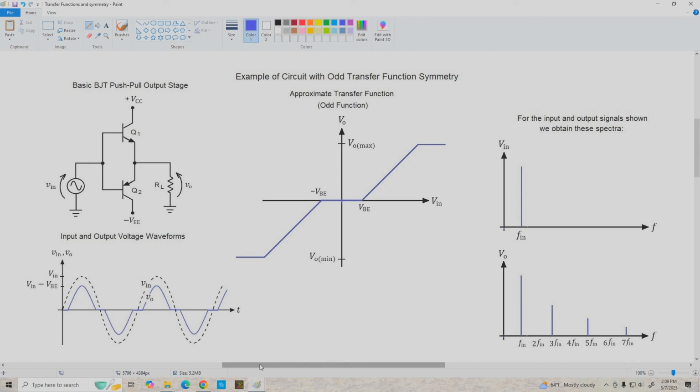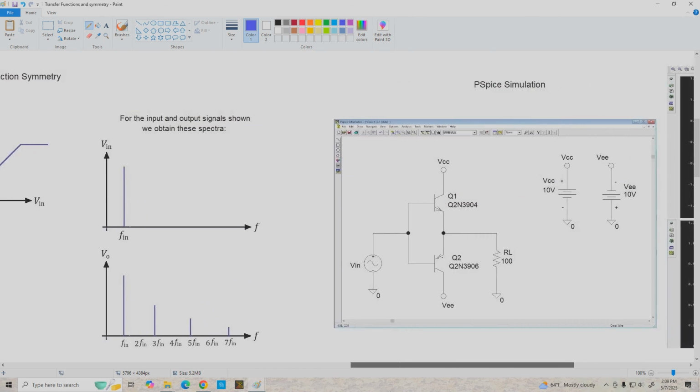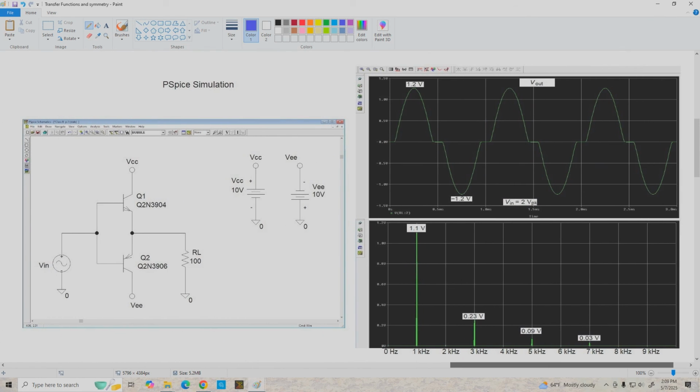Now, I did a PSpice simulation of this circuit, so let's go on over and take a look at that. Here's our circuit in the schematic editor. I used plus or minus 10 volts for my supply rails, and I put in a sine wave that was 2 volts peak with a frequency of 1 kilohertz, and it gave us this output signal. No surprise here. The spectrum for this output is shown below. We've got the fundamental at 1 kilohertz and odd harmonics out to about 7 kilohertz. Anything beyond that is too small to see.